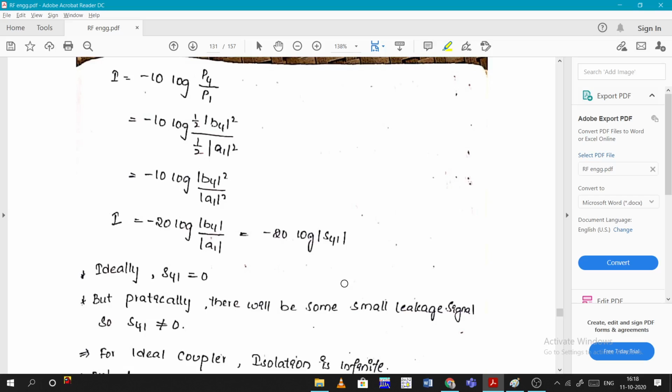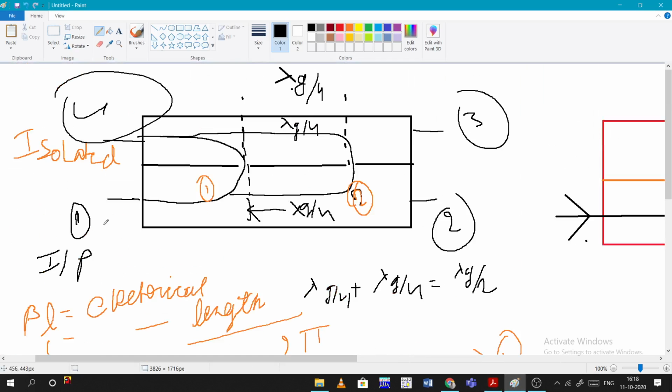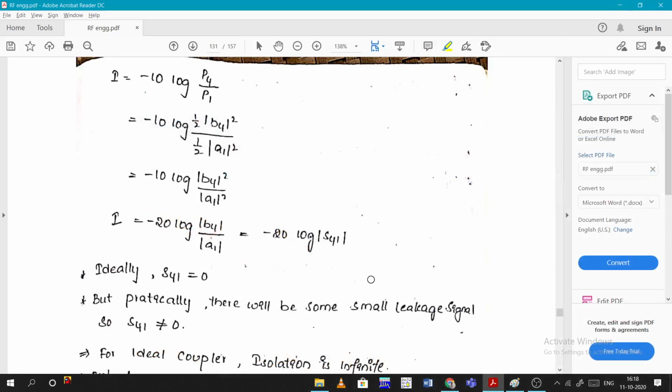Because of what we derived here: when I give an input, the signal is split, and it travels a distance of lambda g by 2. After that the phase difference is 0 and pi, and they get summed up and sum to 0. That means ideally there should be no signal coming out of here, but due to some imperfections or losses, there will be a leakage signal, so it won't be 0 practically.